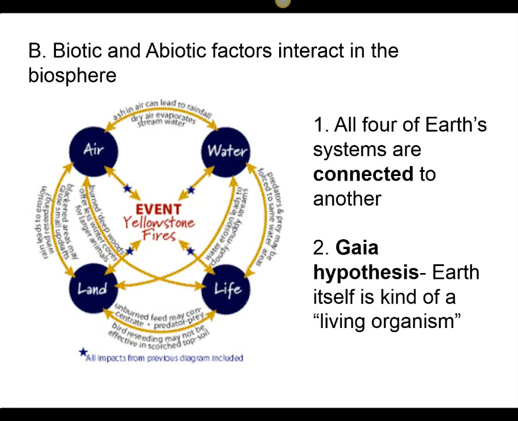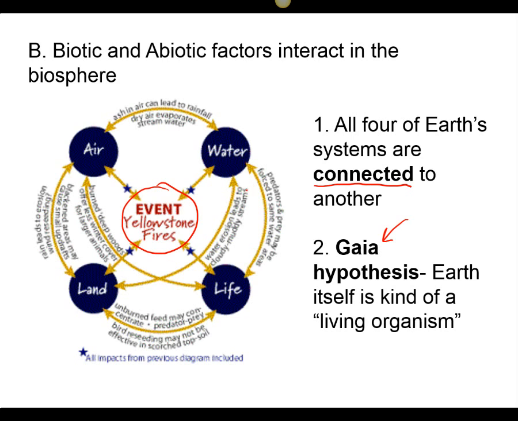Now, if you think about it, this Gaia hypothesis, has anybody ever heard of this? You can think of the planet like one giant living thing. You can think about how if you affect one thing, it really has a ripple effect that affects everything else. This concept of interconnectedness is important. So let's take the Yellowstone fires as an event. When fires happen in a place like Yellowstone, how does that affect all four of the different spheres, right? The atmosphere, the hydrosphere, the geosphere, and the biosphere.